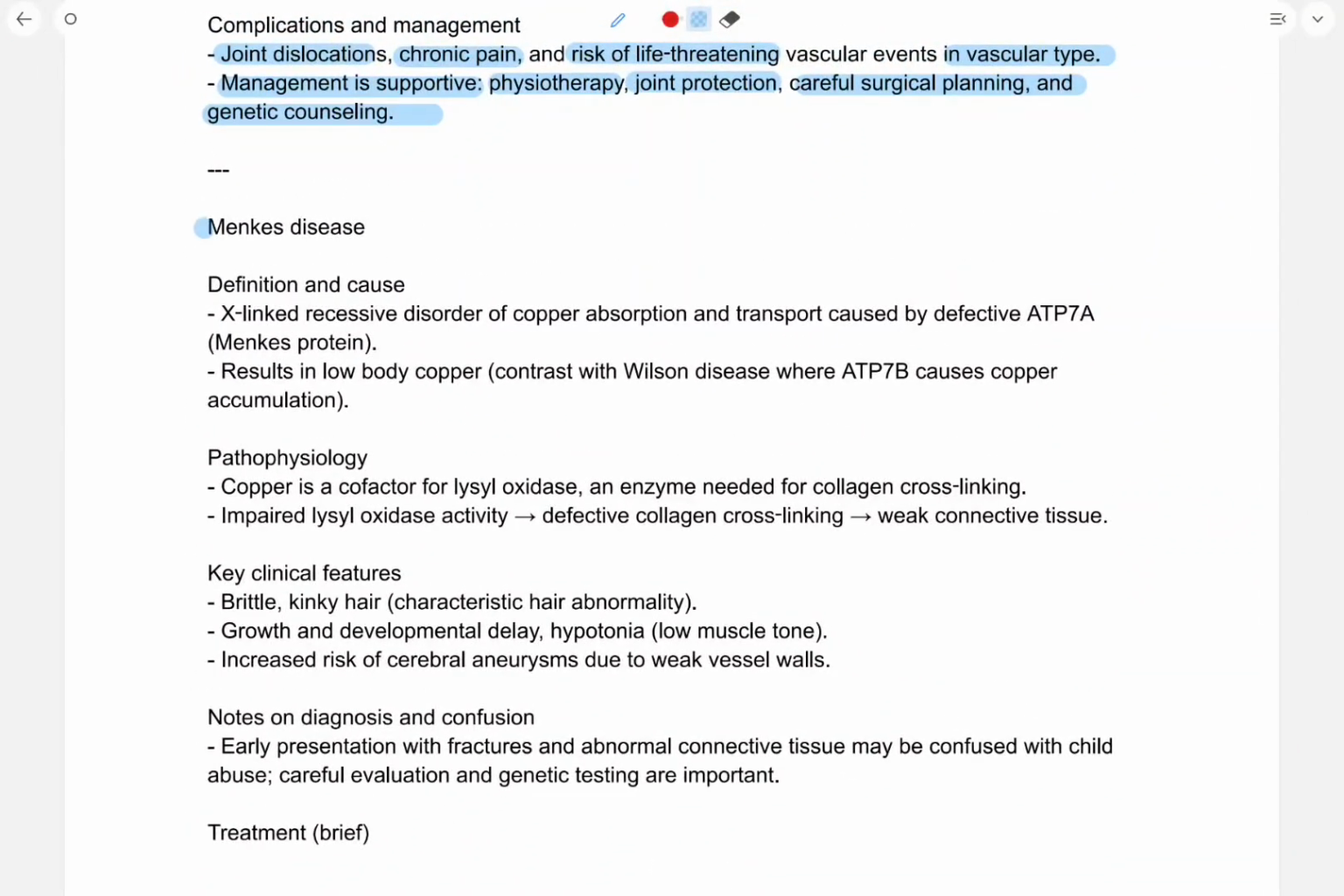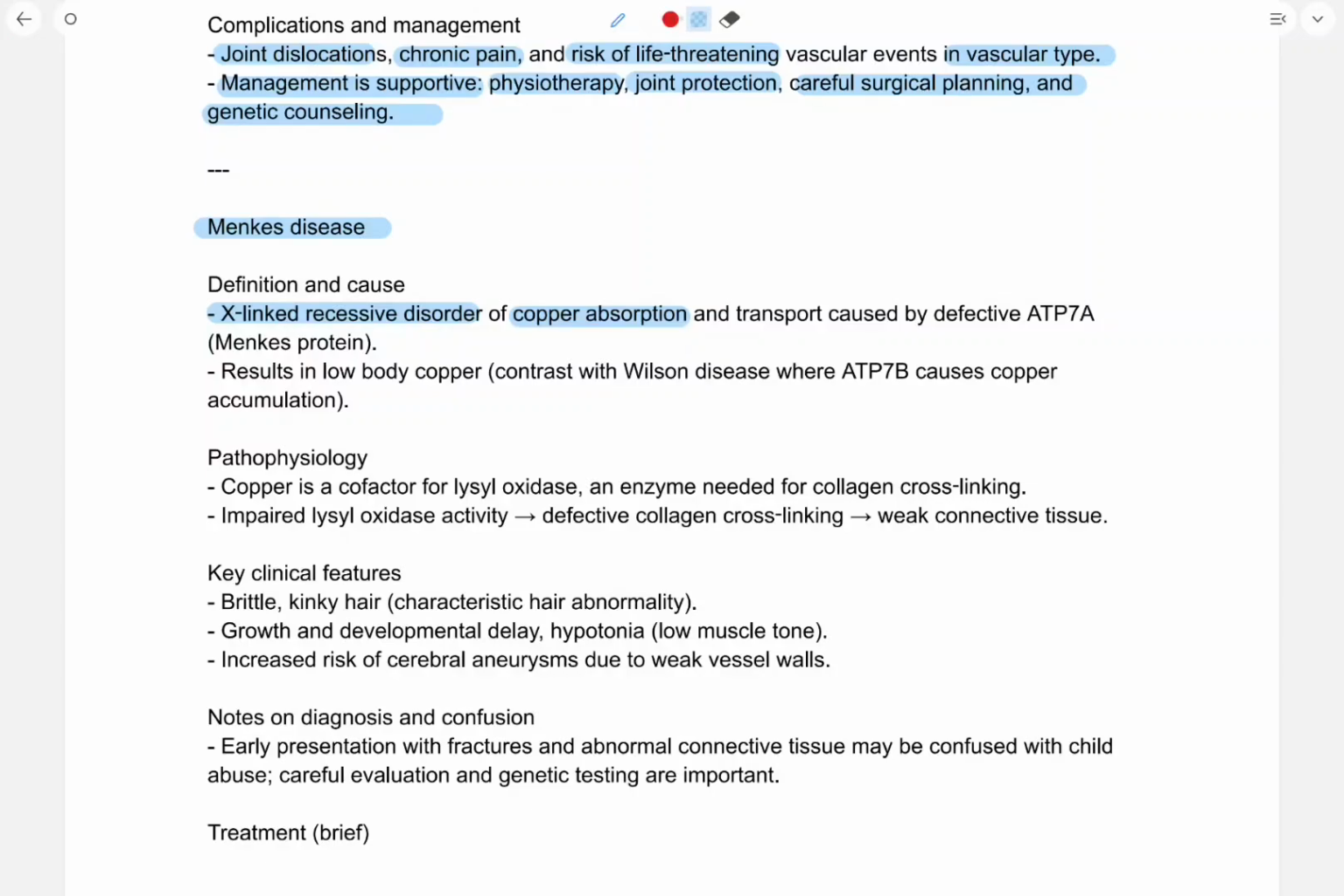Now we will discuss Menkes disease. Menkes disease definition and cause. Menkes disease is an X-linked recessive disorder of copper absorption, and that is why copper absorption does not take place.